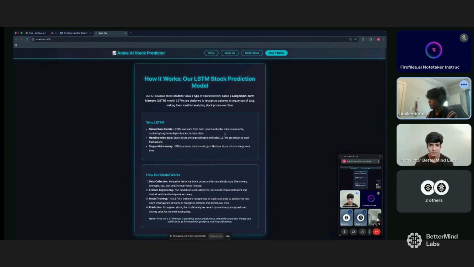Great. So the user interface looks really good and it looks really professional. Who was working on the user interface? So we started off, we were all technically working on it.